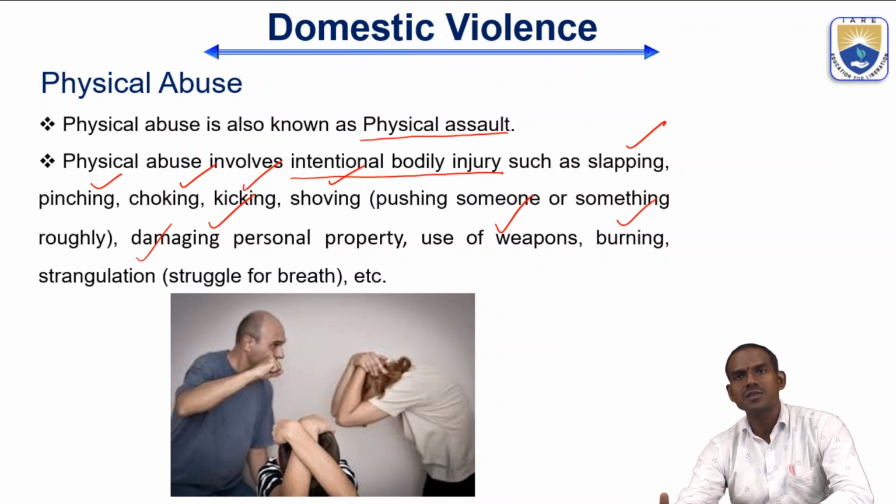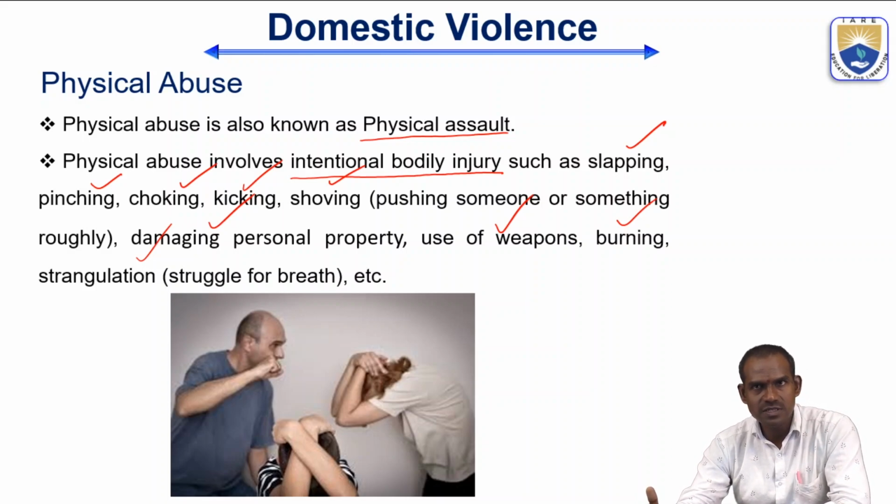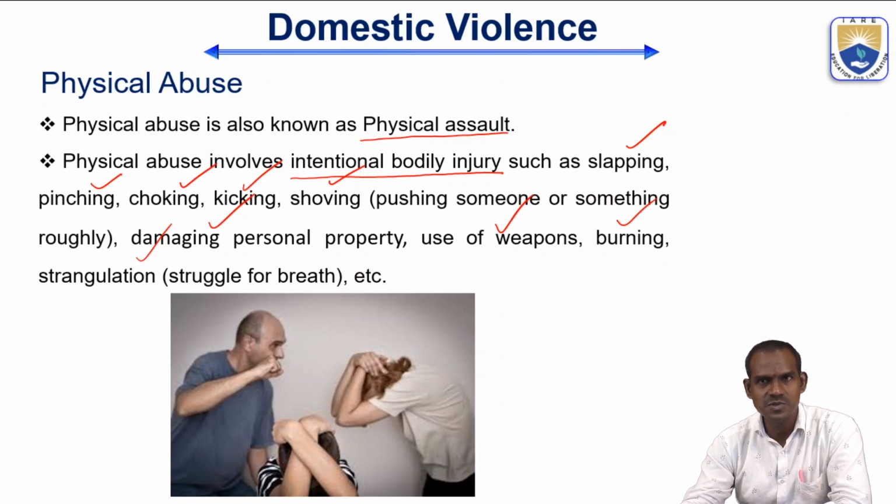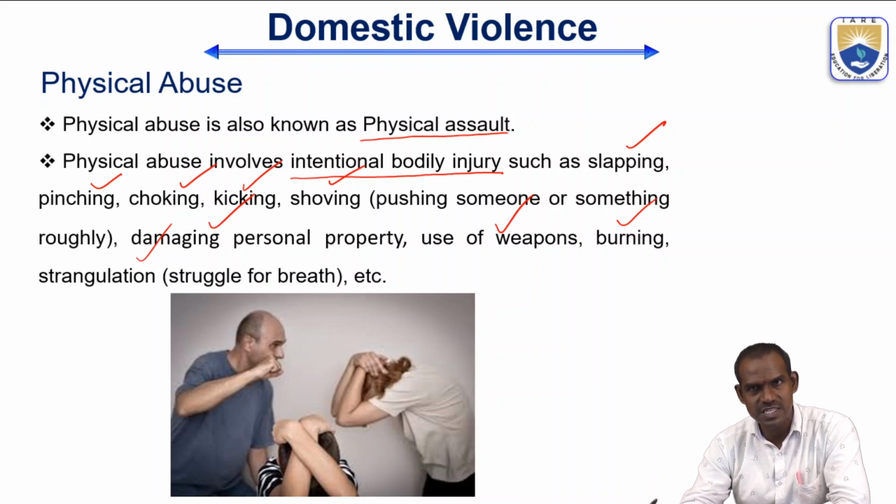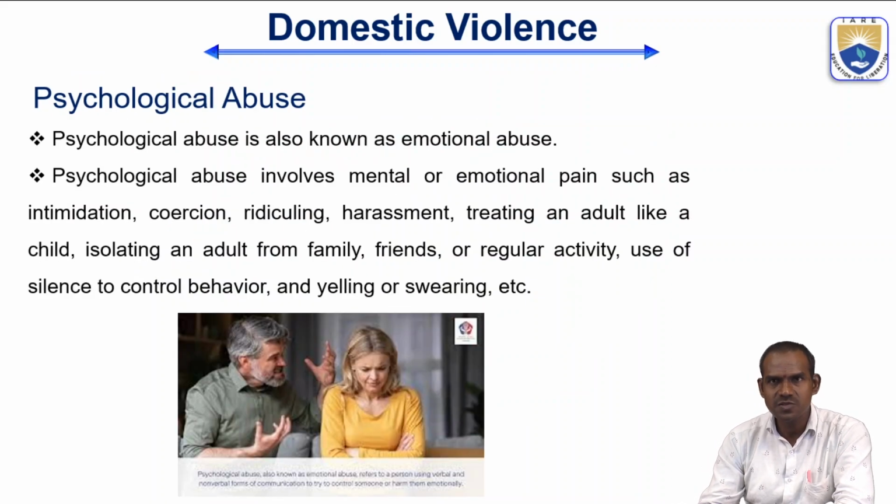Okay, so physical abuse is also known as physical assault, and it involves intentional bodily injury such as slapping, pinching, choking, kicking, shoving, damaging personal property, use of weapons, burning, and strangulation, etc. These all come under physical abuse, and physical abuse comes under domestic violence. I hope you all understood what physical abuse is and what another name given for it is. Another name is physical assault, and it is considered physical abuse if somebody is slapping or pinching or choking or kicking or shoving or damaging personal property, or using weapons, burning, or strangulation. Okay. Let's look at the next content.